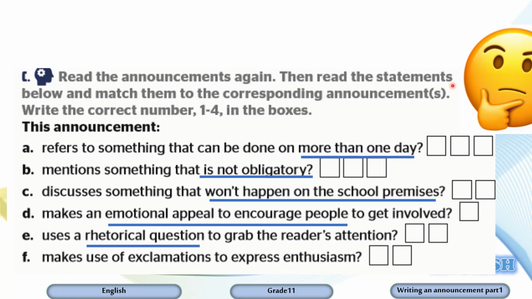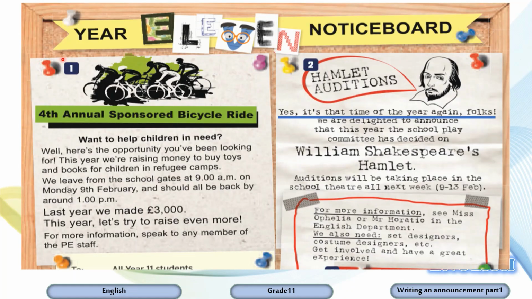Which announcement makes use of exclamations to express enthusiasm? So enthusiasm is to express their enjoyment or interest. All right, now let's underline some clues. Please don't forget to use your highlighters to highlight the key sentences. Okay, so let's focus on the circled one.